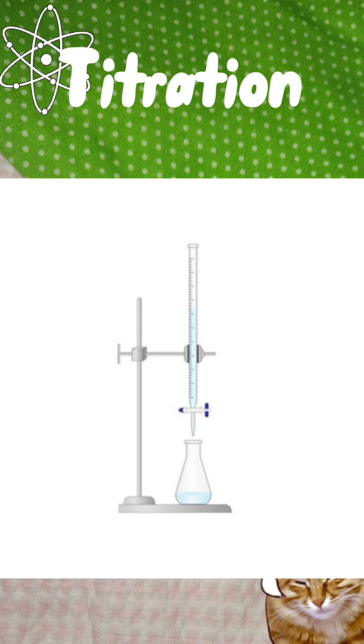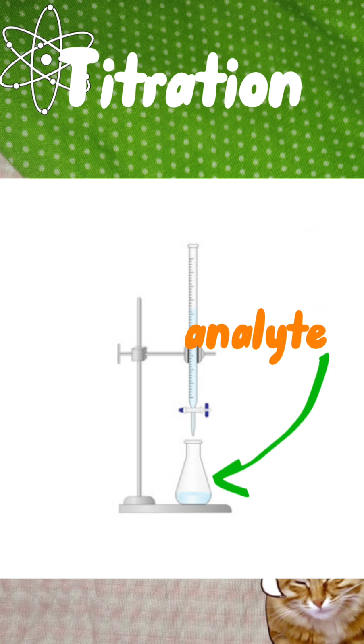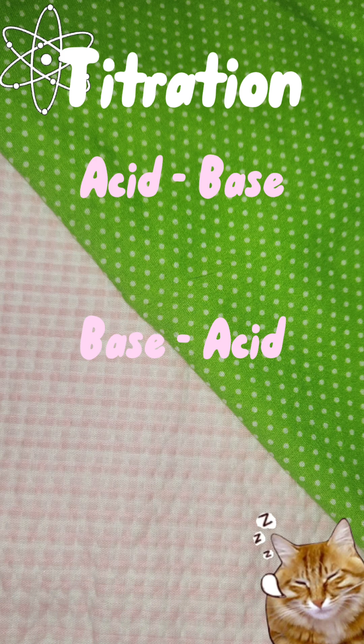The solution that has a known concentration is called the titrant, and the solution with an unknown concentration is called the analyte. A special piece of equipment called a burette is used for this process, and allows the volume added to be measured accurately. The order of adding an acid to a base, or a base to an acid, whatever it may be, is interchangeable depending on what you're trying to do.